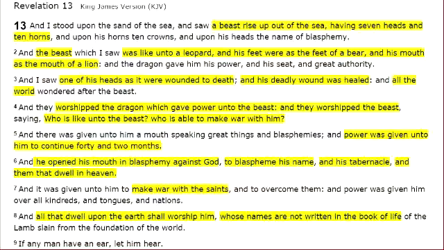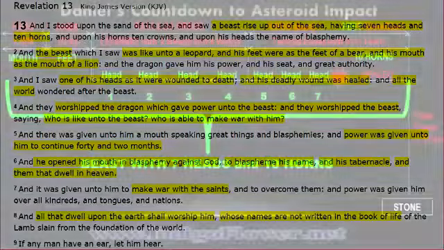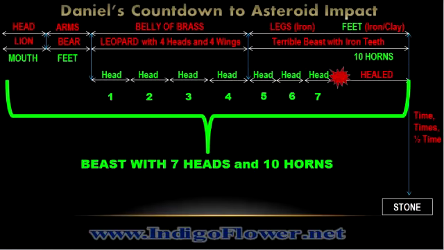Then Revelation 13 verse 3 goes on to say that one of those 7 heads seemed to be wounded to death, but then the deadly wound was healed. So this is a chart of what it's saying right here. The beast is like Daniel's leopard, and Daniel's leopard had 4 heads. So 4 of the beast's heads are the 4 heads of the leopard.